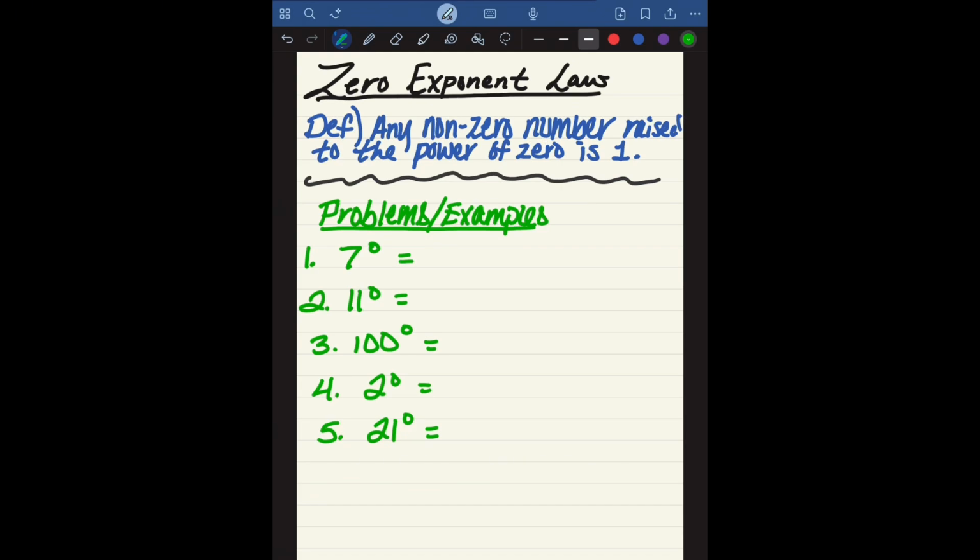All right, let's go to our problems. First, number 1, we got 7 to the 0 power. By definition, once again, any non-zero number raised to the power of 0 is 1. So our answer for number 1 is 1. Simple. Number 2, 11 to the 0 power. Once again, is 1.